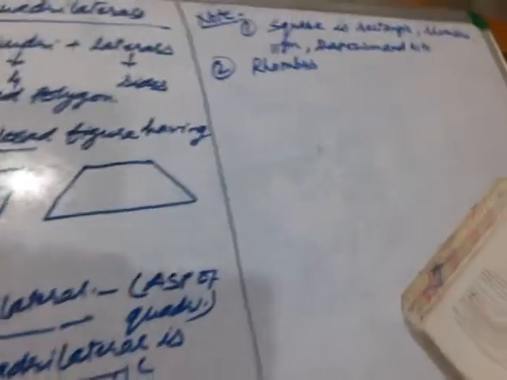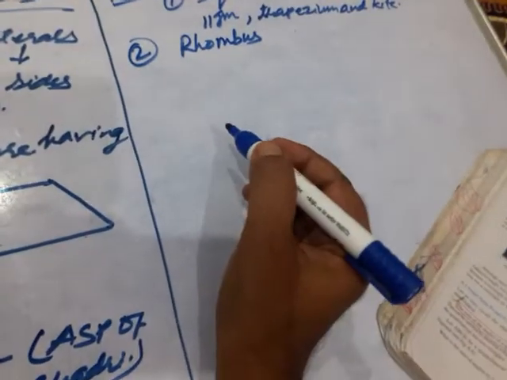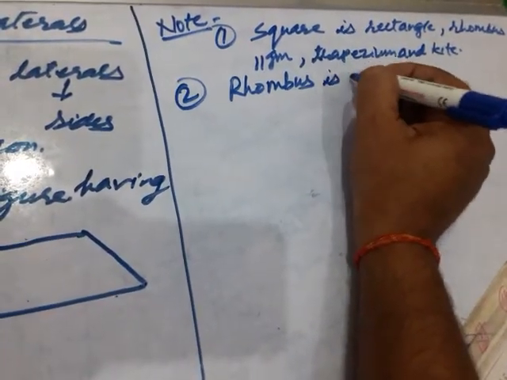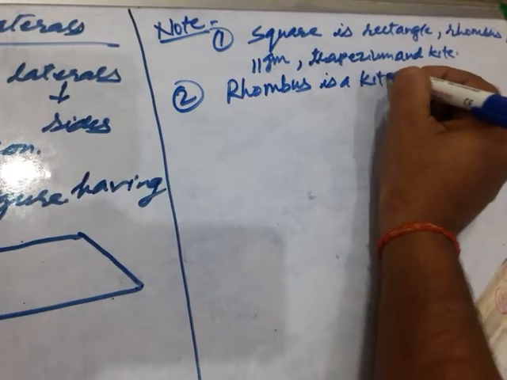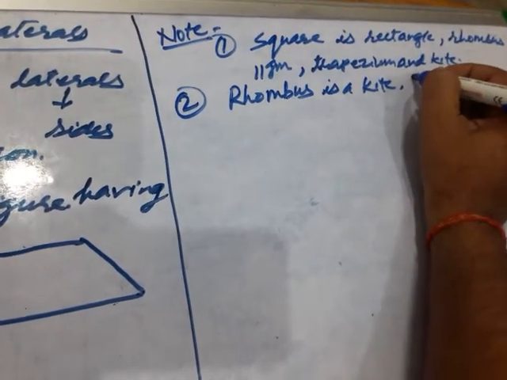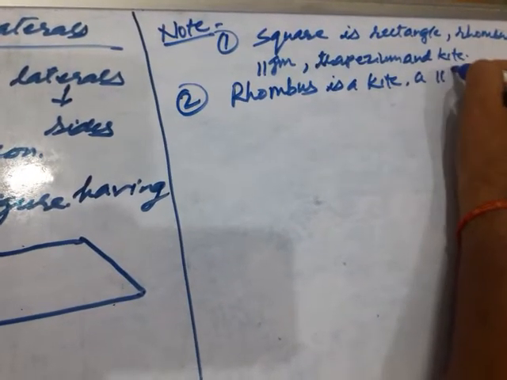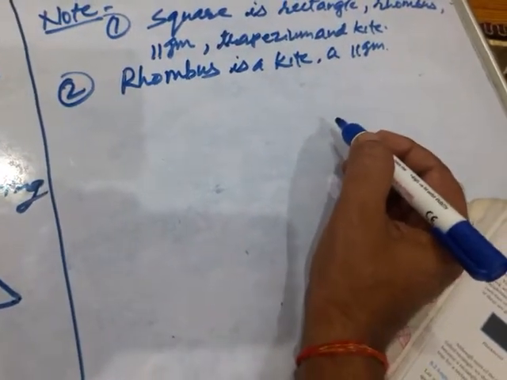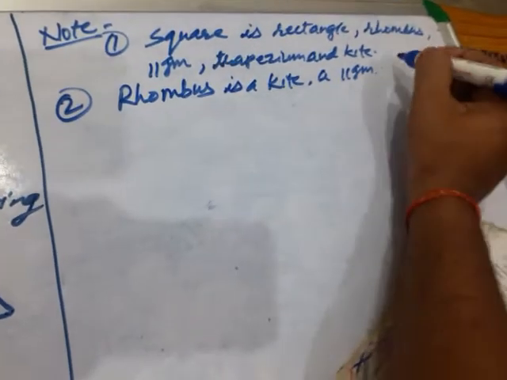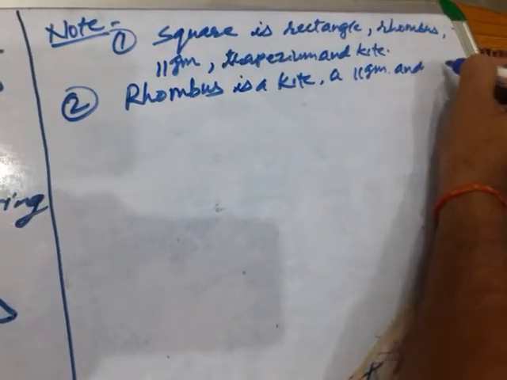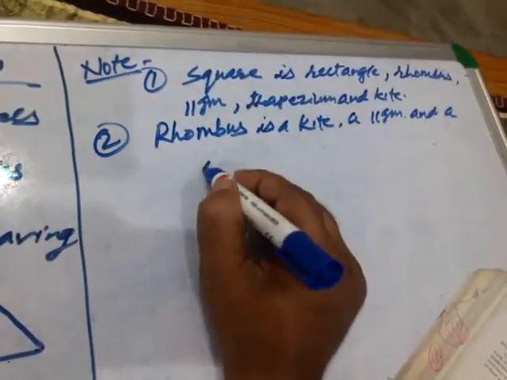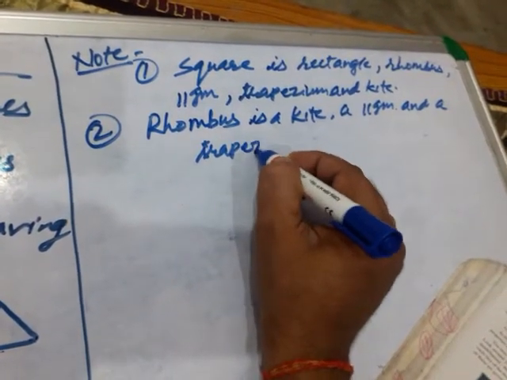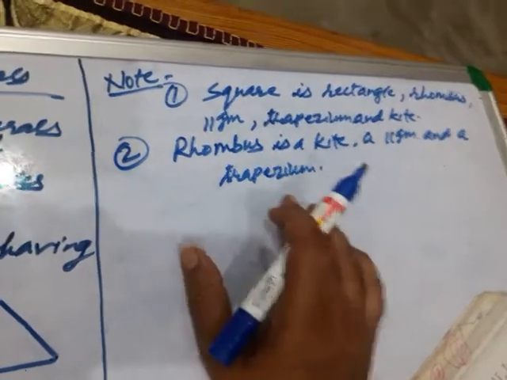Clear? That is what? Rhombus is a parallelogram. Rhombus is a kite. It is a parallelogram also. Clear? And it is a trapezium. Children, these points are very much important. So what did we see?